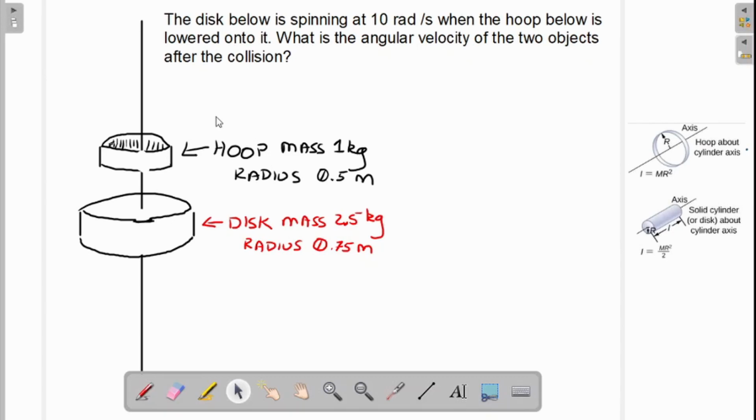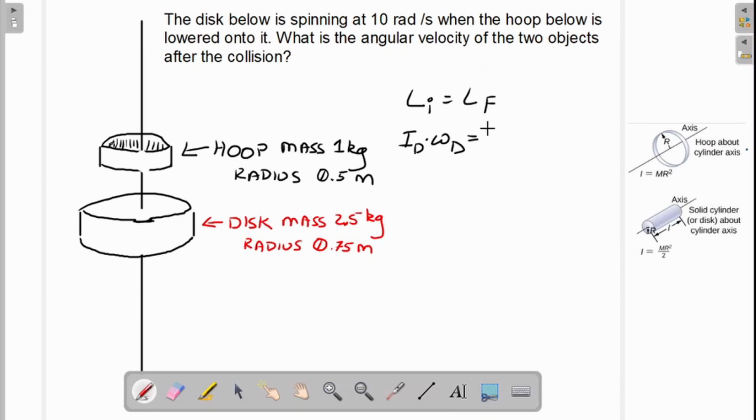This is what we've done previously. L initial equals L final. The main difference here is that because we're talking about moments of inertia, we have to talk about how that adds. So in this case, the disk is moving originally. So the I of the disk times the angular velocity of the disk will equal the two objects stuck together. Well, how do we find the moment of inertia of the two objects stuck together? Our chart has a hoop and it has a disk, but it doesn't have both stuck together. How do we do it?